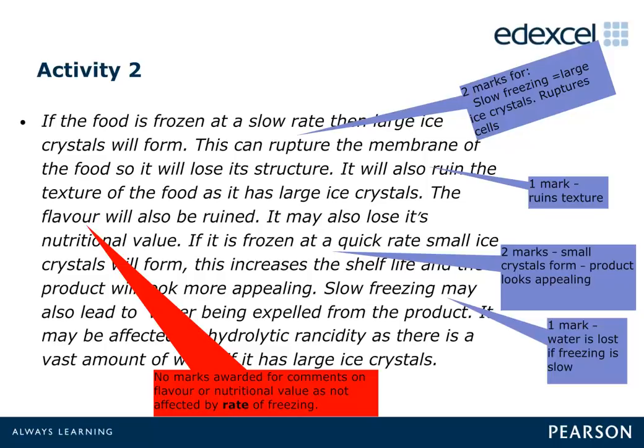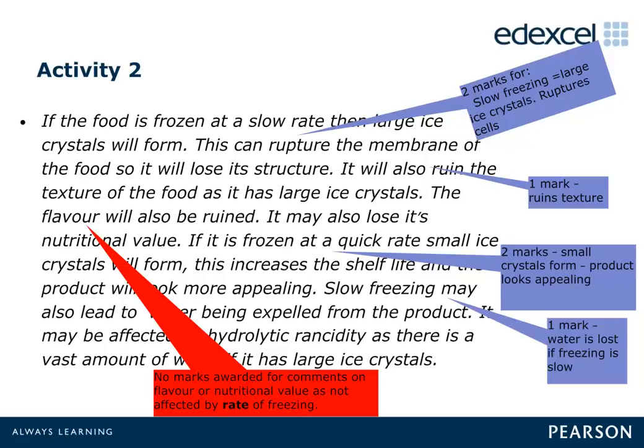This response achieved 6 marks, and we will start by looking at where these were achieved. At the beginning, the student explains that slow freezing results in the formation of large ice crystals which will rupture cells. This gains 2 marks. They go on to state that the loss of structure will spoil the texture, which gains a 3rd mark.